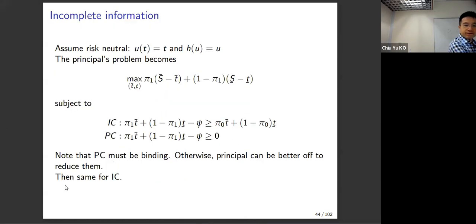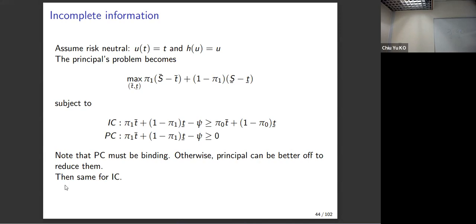Now I assume risk neutral, very simple, risk neutral of the agent. It's this one, U(t) is equal to t. And look at this model. I would argue that these two constraints are binding.